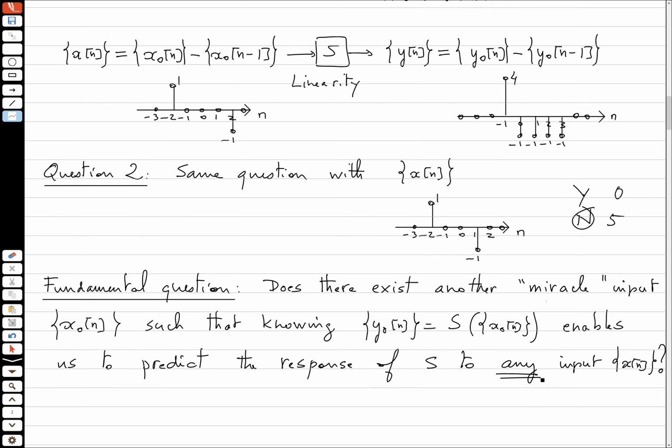Did you get the question? I repeat. By knowing the response of S to one particular x naught of n, we found that it was possible to predict the response of S to some other input, but not all of them. The question is, is there another choice of x naught of n, which I will call the miracle choice, such that knowing the response of S to that particular input will enable you to predict the response of S to all inputs? And if such input exists, I will call it the miracle sequence.